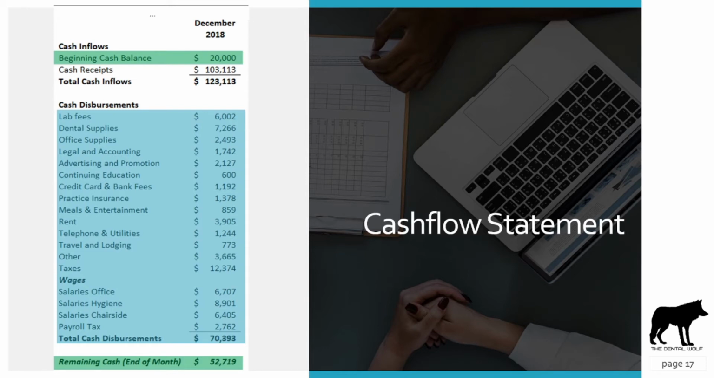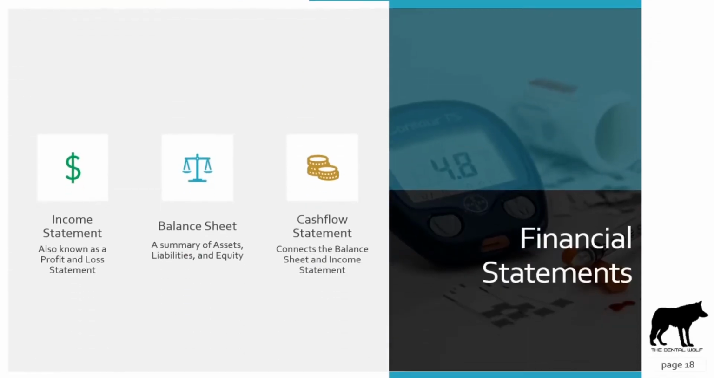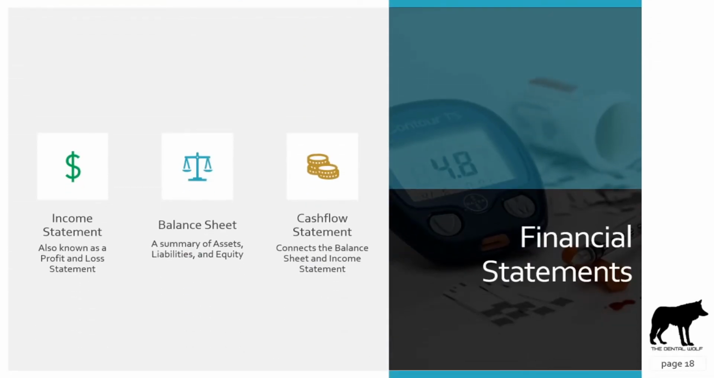I know that was pretty short and simple, but there's a few more things I want to touch on before we wrap up the financial statement series. Just remember, we talked about income statements, balance sheets, and cash flow statements, and they all kind of work together. Now, they're all a little bit different, however, in their timeline, and we'll talk about that here in just a second.